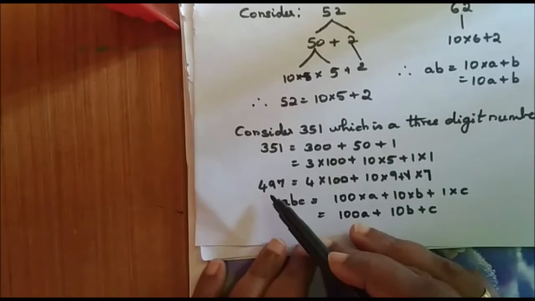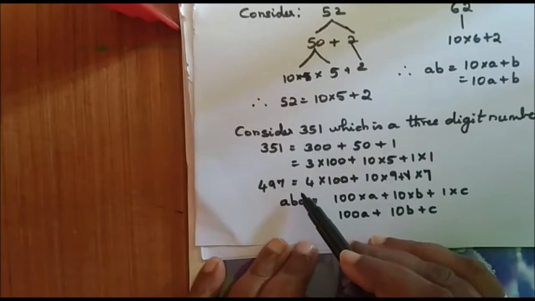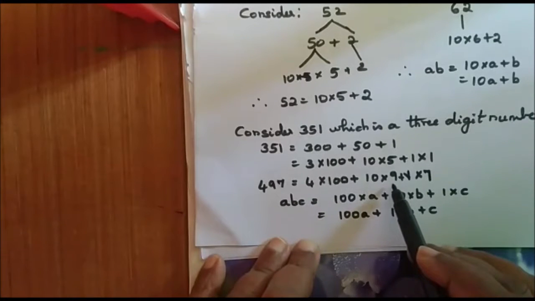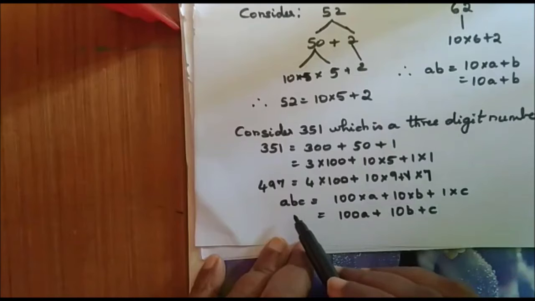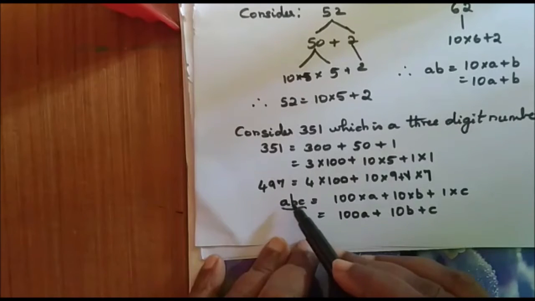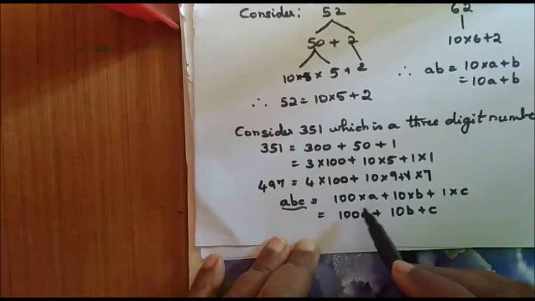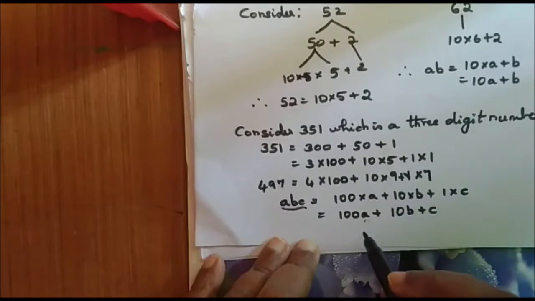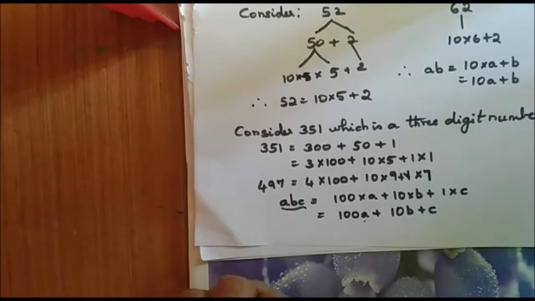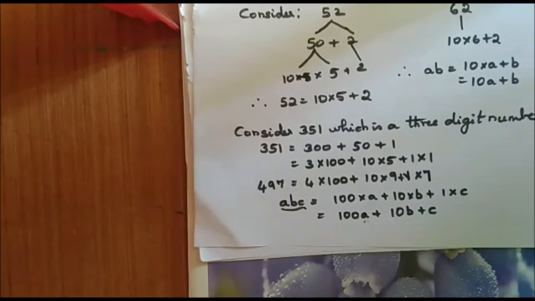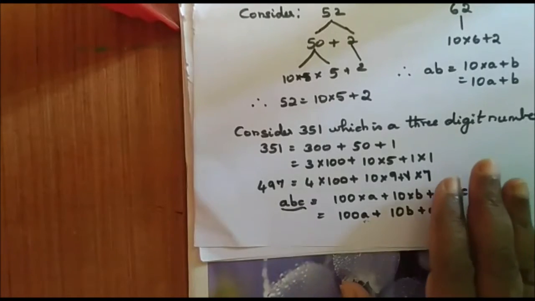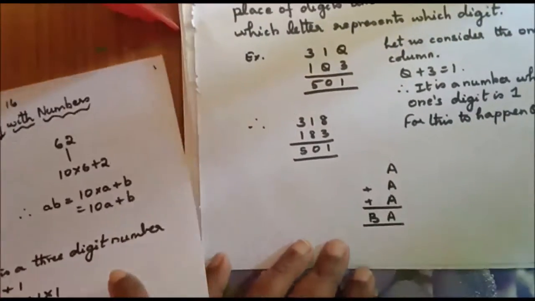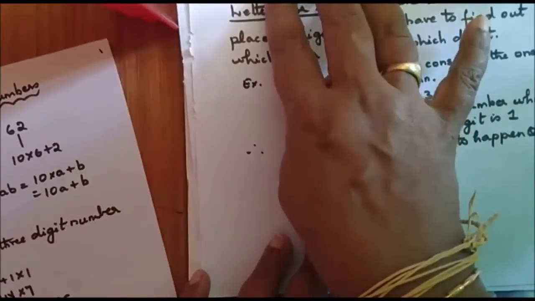Similarly, let us take the number 497. 497 can be written as 4 into 100 plus 10 into 9 plus 1 into 7. So, any three-digit number ABC can be written as 100 into A plus 10 into B plus 1 into C, which is nothing but 100A plus 10B plus C. So, this is what you have to understand in this. Now, let us go to the next topic, that is letters for digits.